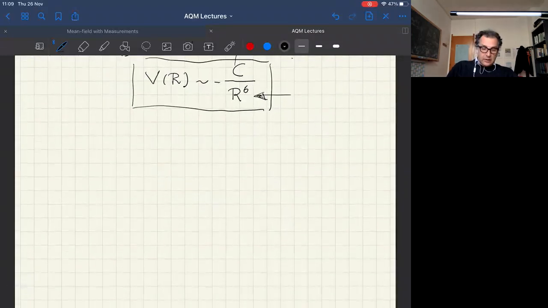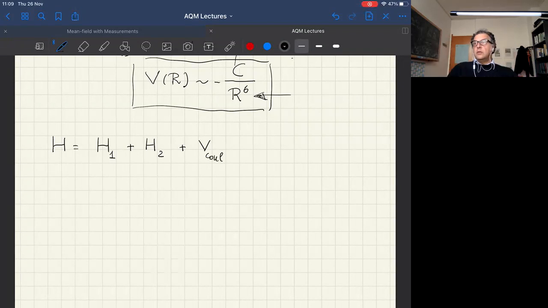So what is the Hamiltonian of the whole system? The Hamiltonian of the system is given by the Hamiltonian of the first hydrogen atom plus the Hamiltonian of the second hydrogen atom plus the Coulomb interaction between the two atoms.